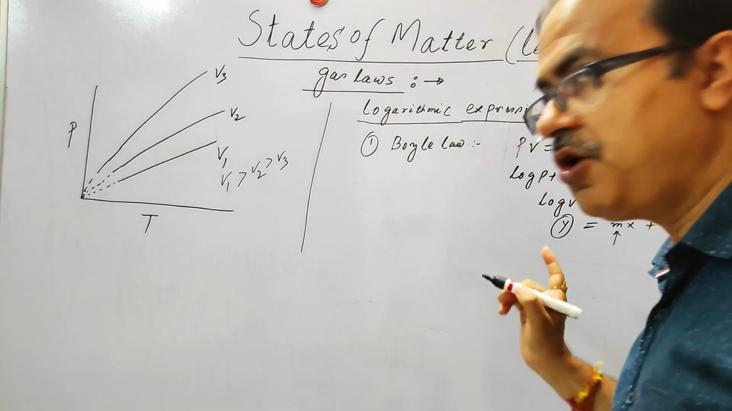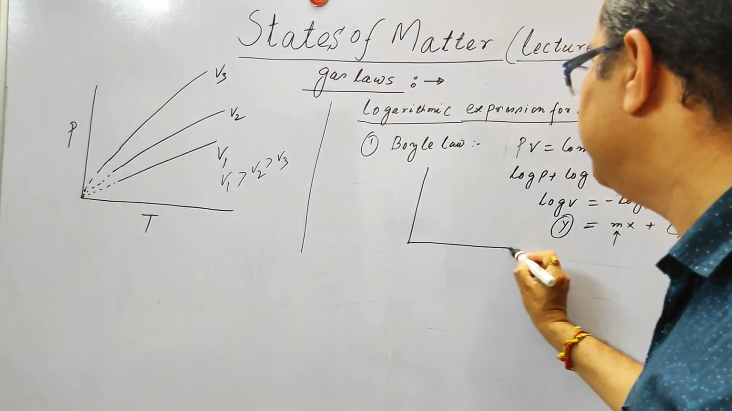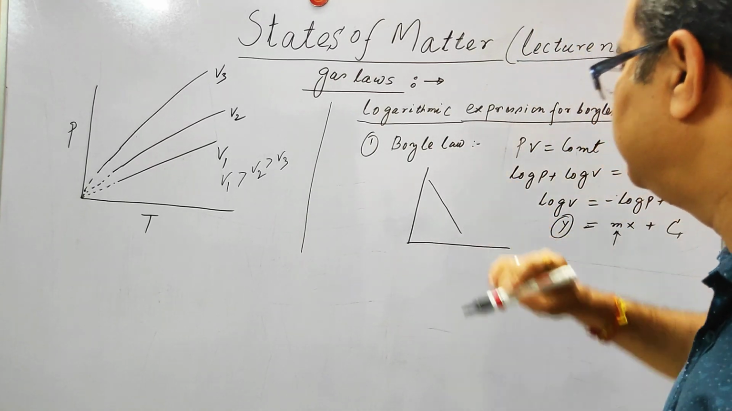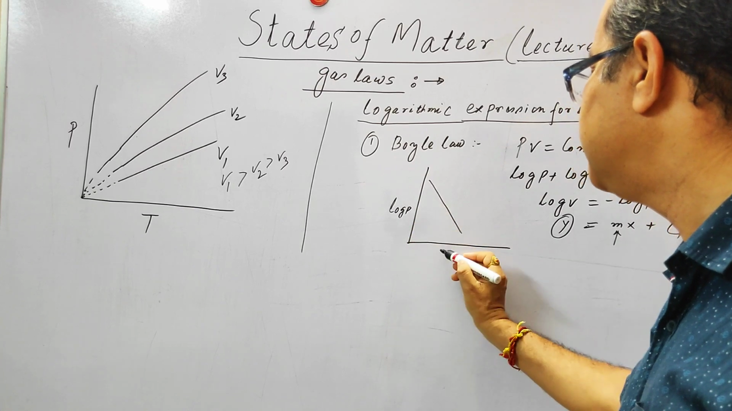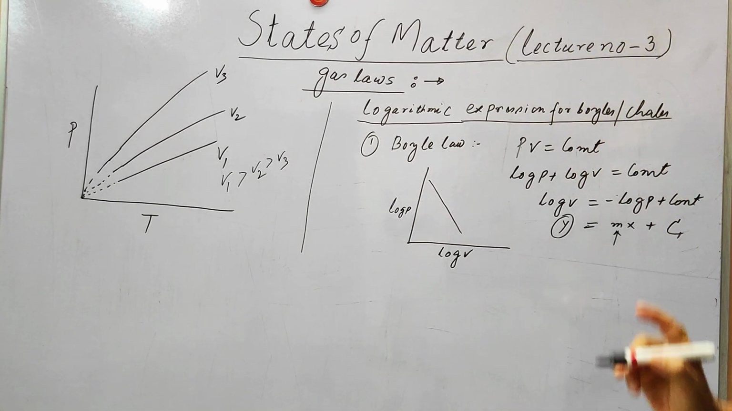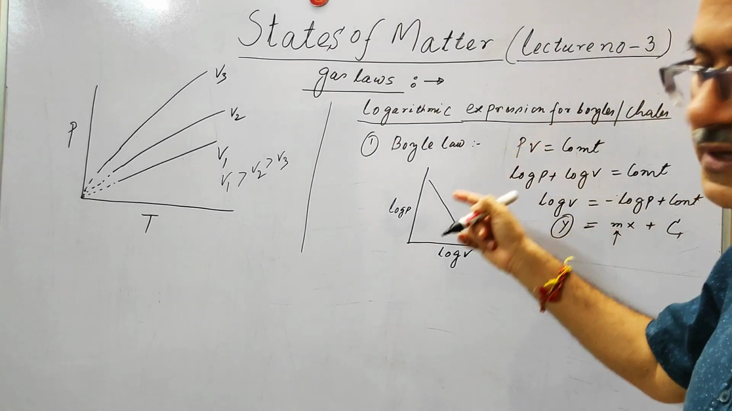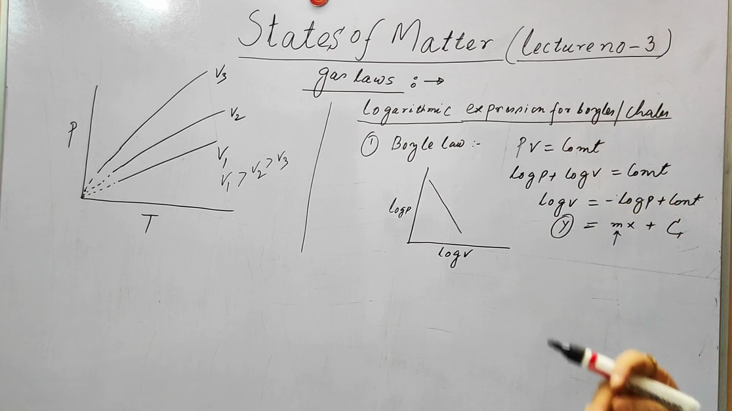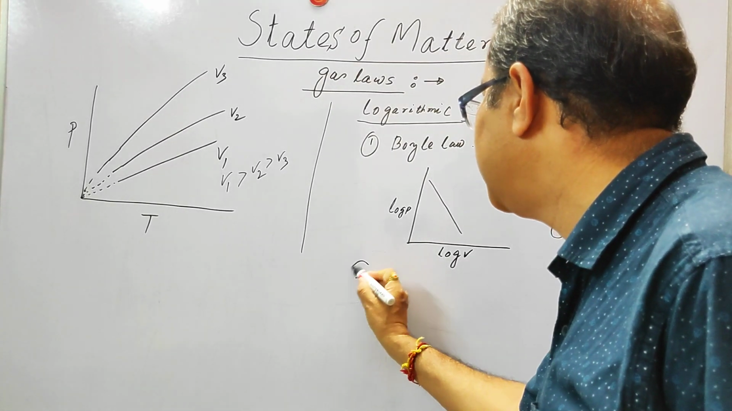If we plot this graphically, it will come out like this. You can plot log P on the y-axis and log V on the x-axis. So this is the logarithmic expression of Boyle's law and the graph for it. Now we will understand Charles' law also.